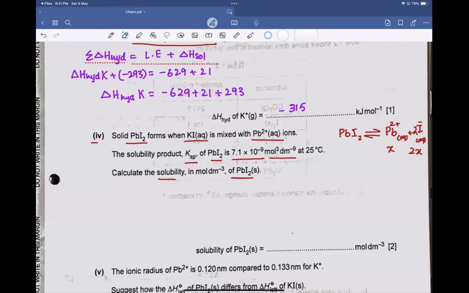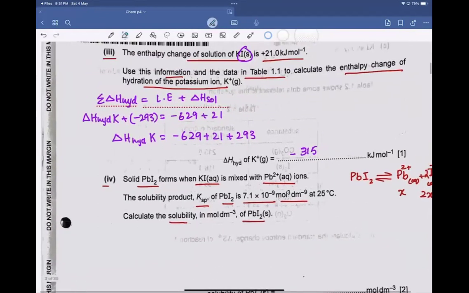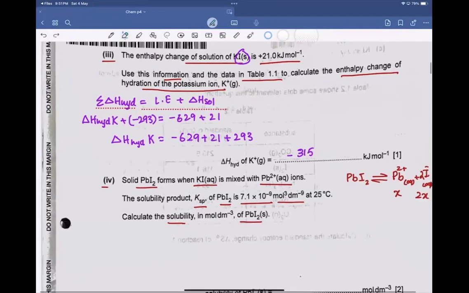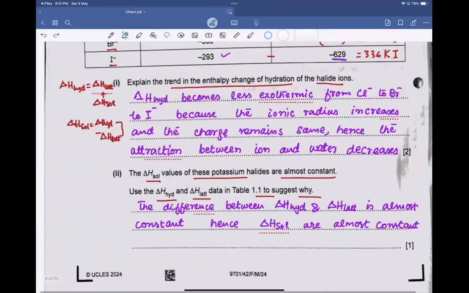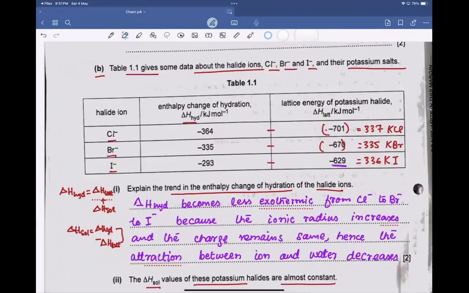Yes, Mehbeen, it's not 293, it's minus 315 over here. And you are asking about the positive 293. It comes from the hydration of the iodide ion, which is given over here in the table.